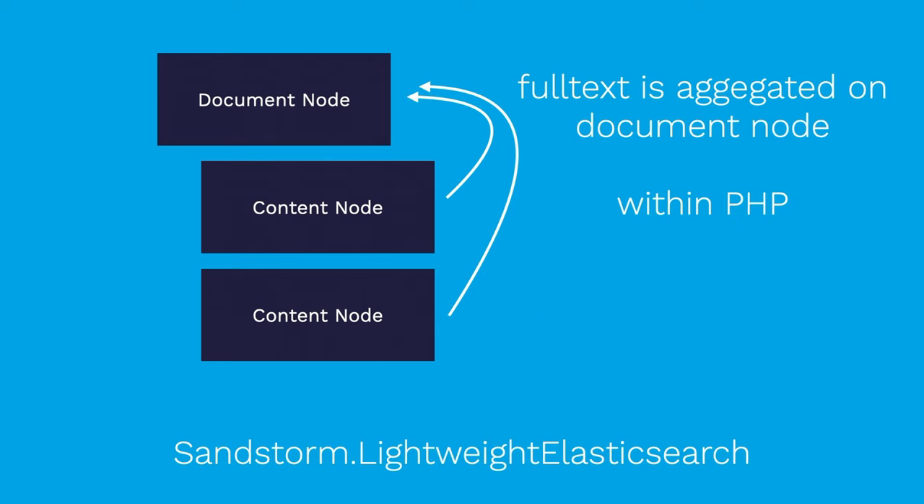So what is Sandstorm Lightweight Elasticsearch actually doing? It is doing basically the same thing, but within PHP. That means we just take all the content nodes of the document nodes which we want to use. We traverse that really easily using Flow Query via the Node API. And then we take this content data with all the text which we have, and we index the one document node. So that's just a simple indexing query. There's nothing which can go wrong there. So that's way, way easier.